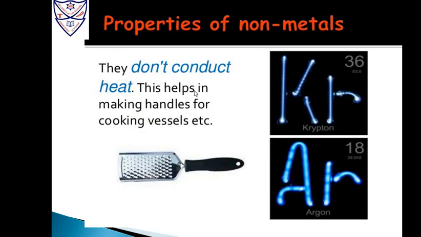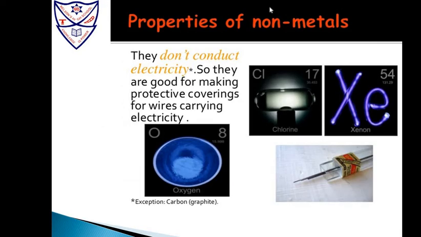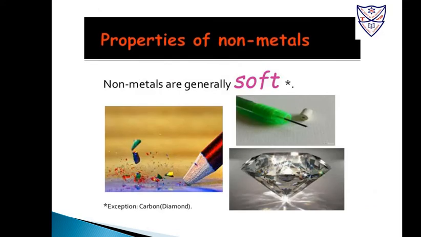There are some other properties: it doesn't conduct heat. This helps in making the handles for cooking vessels. You can see here, you can hold this one, right? And the other one is what? Bakelite. It also doesn't conduct heat. So it's given over here. Properties of non-metals: they do not conduct electricity, like oxygen, chlorine, right? These are all examples of non-metals.